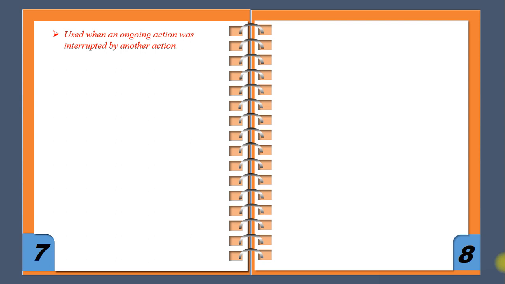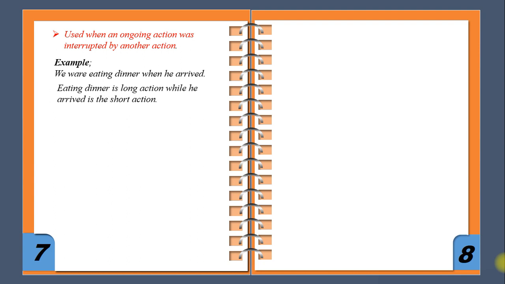And it's also used when an ongoing action was interrupted by another action. For example, we were eating dinner when he arrived. Eating dinner is the longer action here, while he arrived is a shorter action. They were talking about the holiday when Betty called them. So, they were talking about the holiday is a longer action and Betty called them is a shorter action.